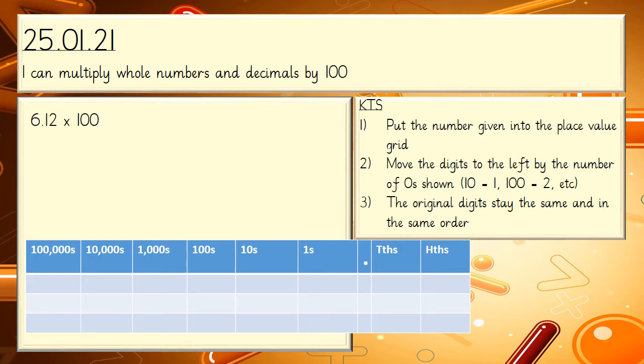Pause the video here whilst you have a go at solving this example on the board. Remember to first of all put the number into the place value grid, like so. Then think, how many places do I need to move these digits? You would need to move it twice to the left, because you're multiplying by 100. So what would the answer be?